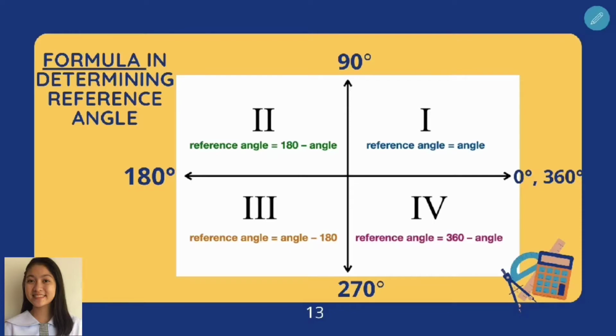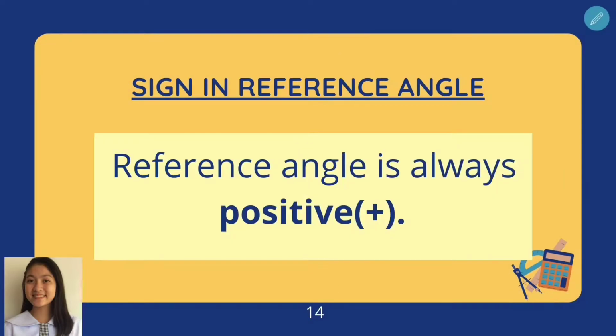In quadrant 2, if the angle lies between 90 degrees and 180 degrees, then the formula is 180 minus the given angle. In quadrant 3, if the angle lies between 180 degrees and 270 degrees, then the formula in getting the reference angle is given angle minus 180. Lastly, in quadrant 4, if the given angle lies between 270 degrees and 360 degrees, the formula for the reference angle is 360 minus the angle. Remember that the reference angle is always positive.